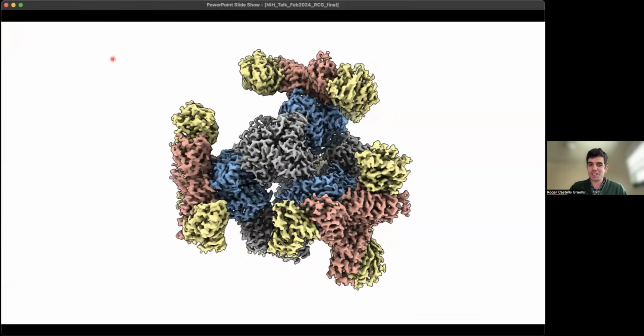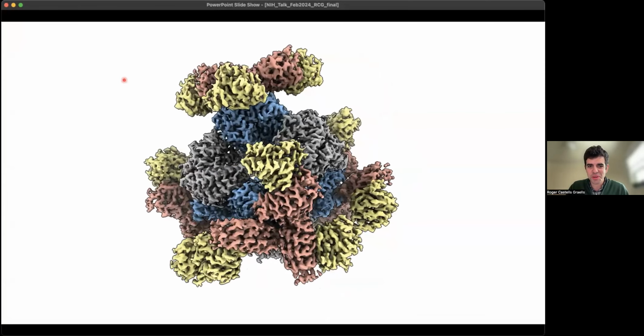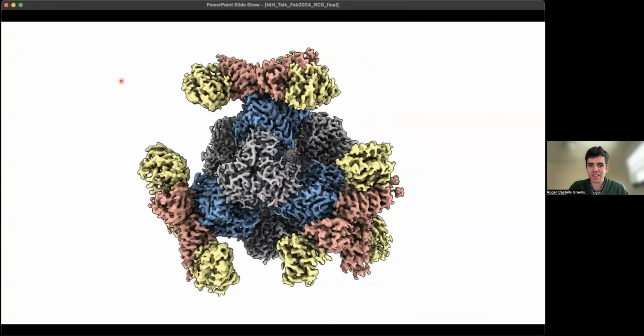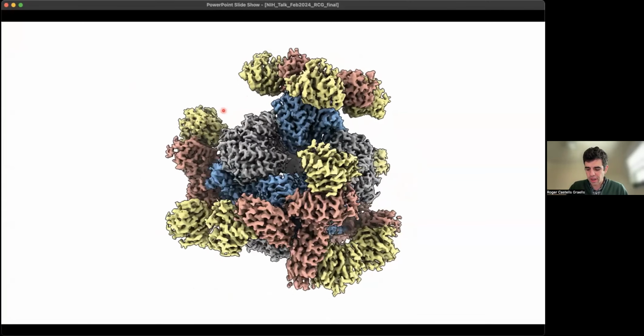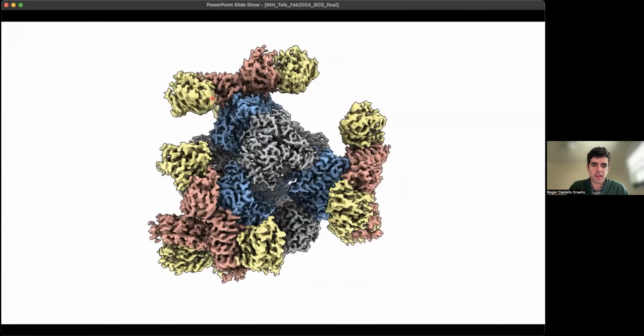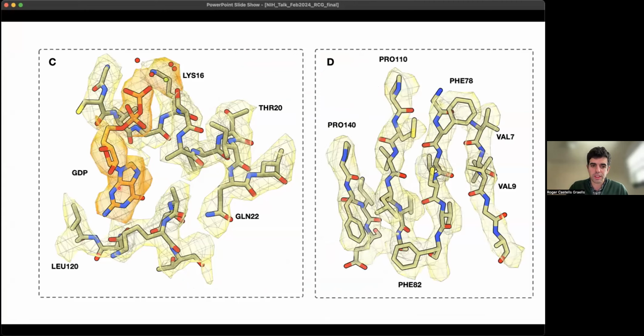And when we got this, it was actually like, wow, this is so cool. And we can now see great detail for KRAS. We can see ligands bound to it. Like, for example, in this case, we could find the density for the GDP, and also, for example, for magnesium. You can see side chains.